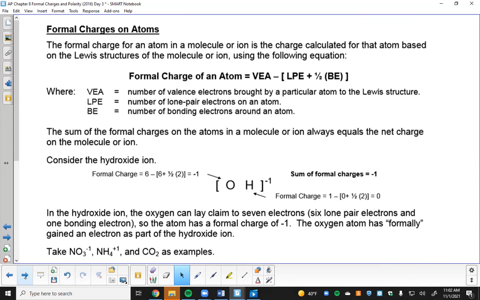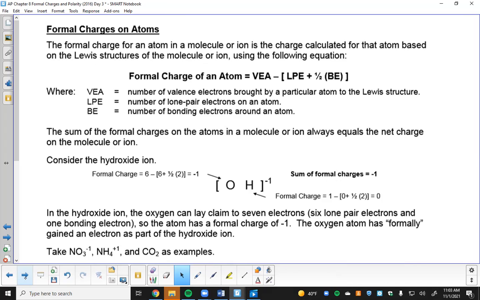So, formal charges. The formal charge of an atom in a molecule or an ion is a charge calculated for that atom based on the Lewis structure of the molecule or ion, using the following equation. It looks complicated, but that's just because they don't have a single variable. Every textbook describes this a little differently with different values. They're just using acronyms here.